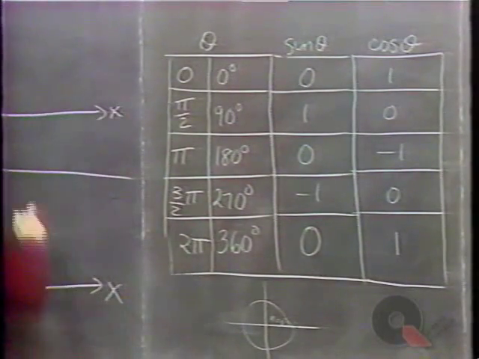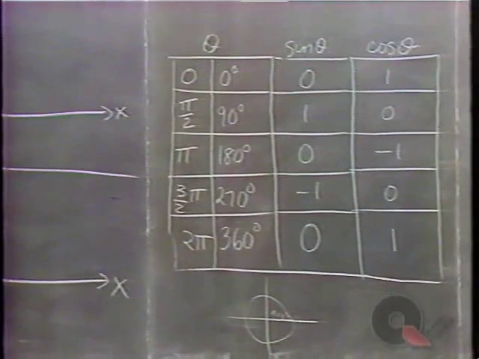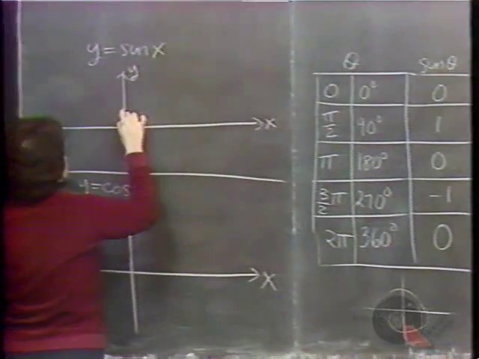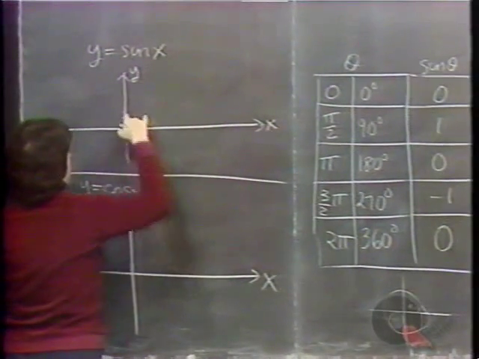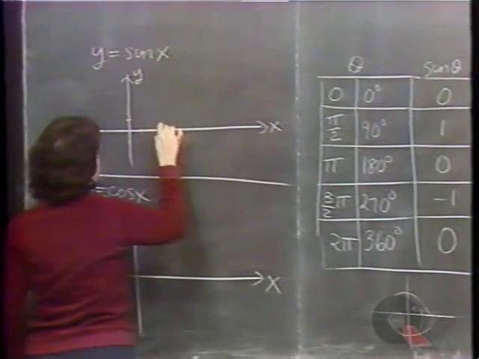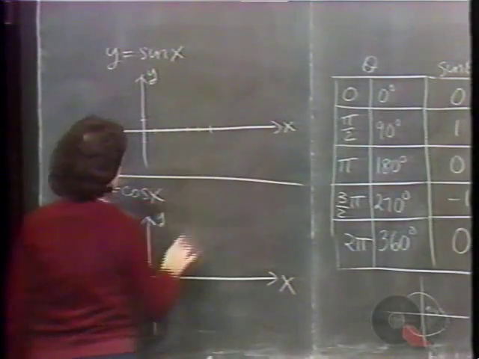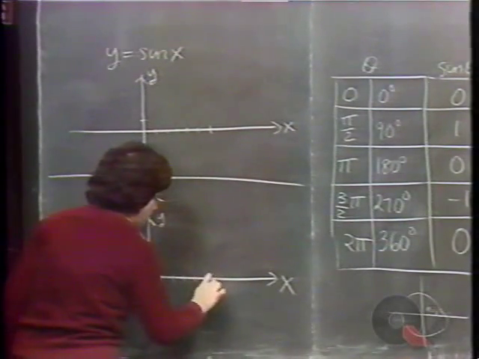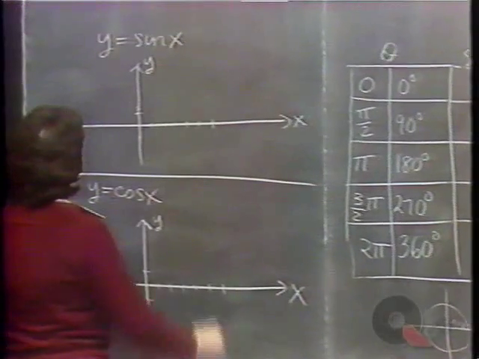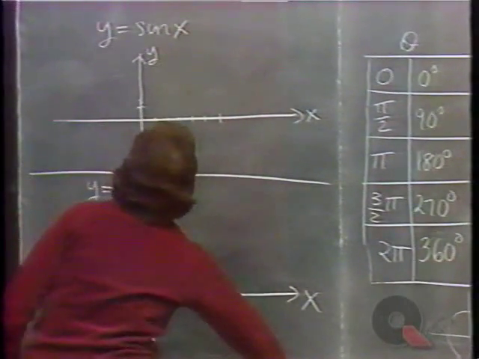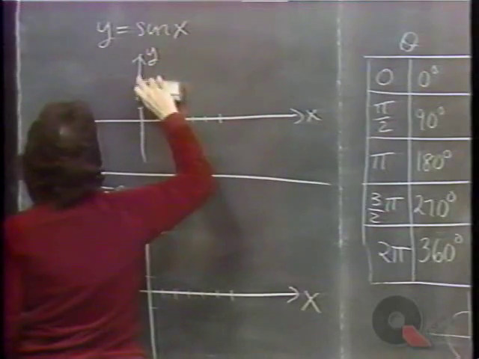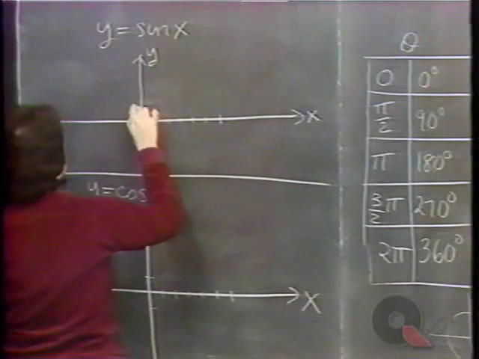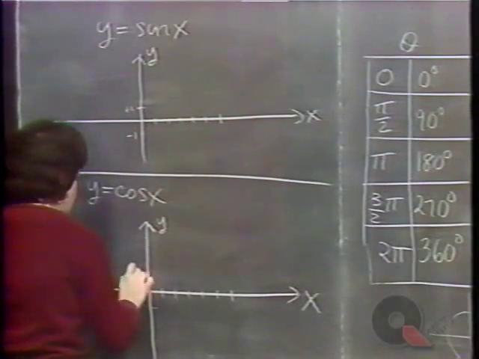Okay, so we know that we'll never have to go higher than +1 or lower than -1. Let's say this is 1 unit. And 1, 2, 3, 4, 5, 6. Same here. 1, 2, 3, 4, 5, 6. Okay. This is +1, this is -1.